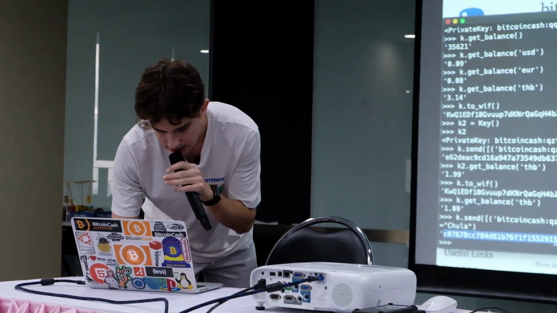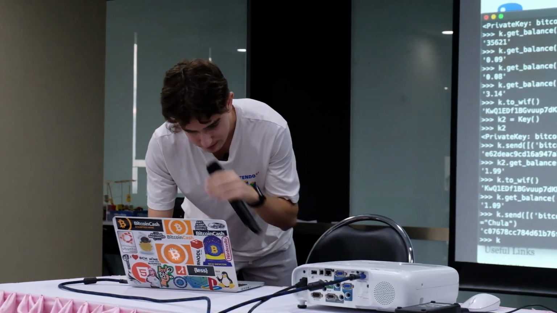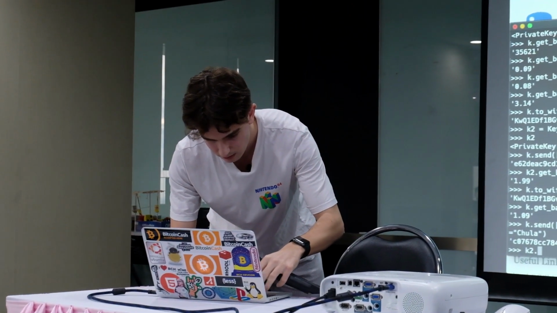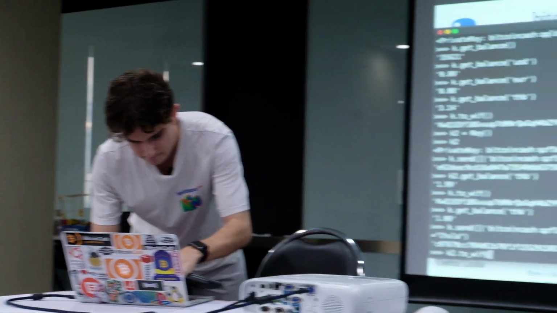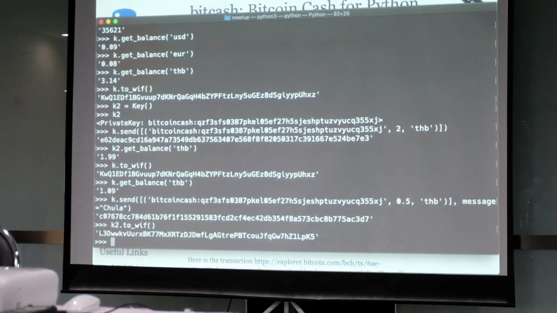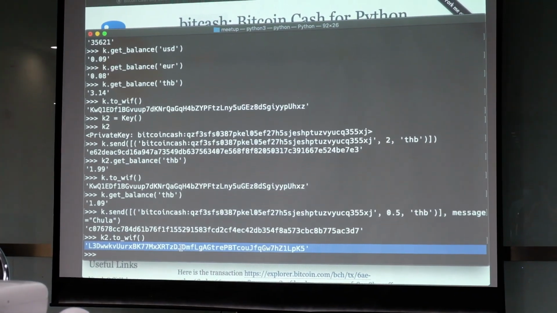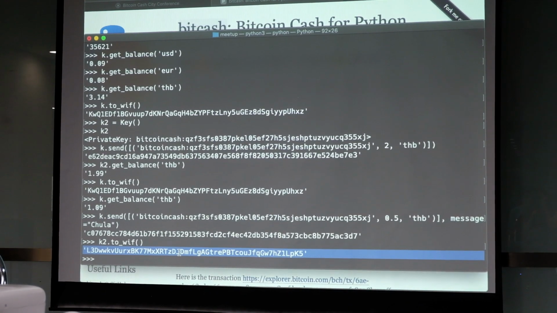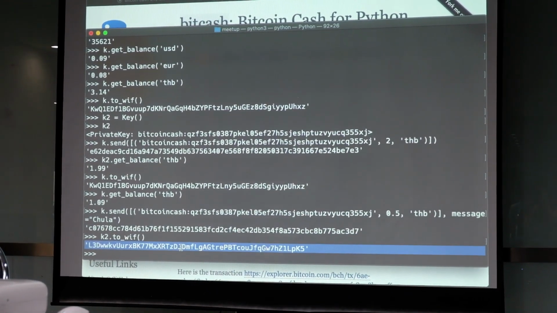So let's get the private key for K2. Okay, and same thing with this private key. There was just 1 BAT in this wallet, but basically you would be able to spend the coins.